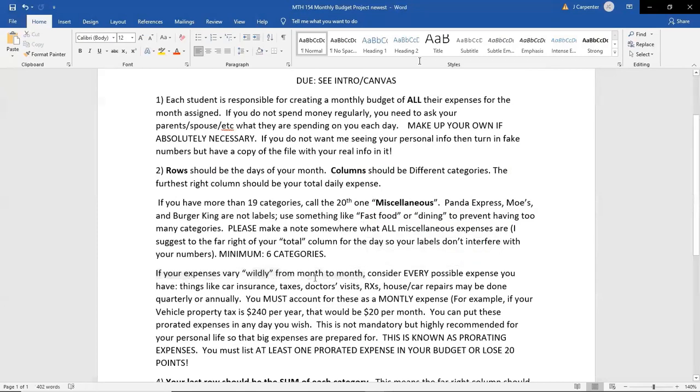So if your expenses vary wildly from month to month, consider every possible expense you have. Things like your car insurance, your taxes, your doctor's visits, your prescriptions, your house repairs, car repairs that could be done in quarterly or annually or semi-annually or all sorts of different installments.